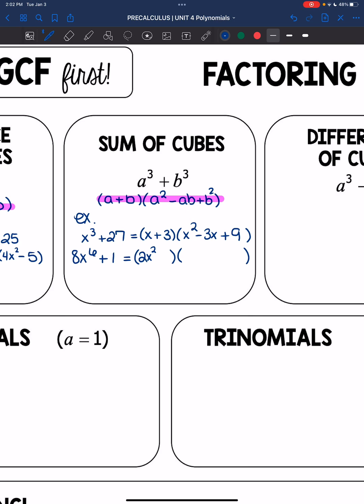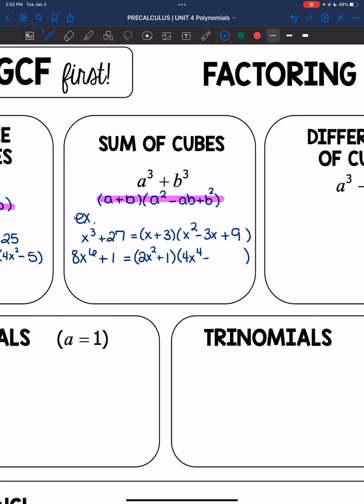All right, and then what cubed is 1, or what's the cube root of 1? It is just 1. So there we go. Now let's make sure and take our first term and square it. So I take this 2 and square it, which is 4. And then I take my x squared and square it, which is x to the 4th.